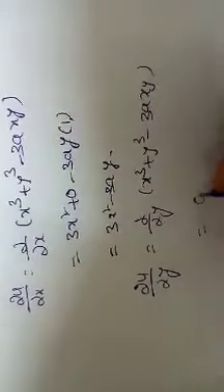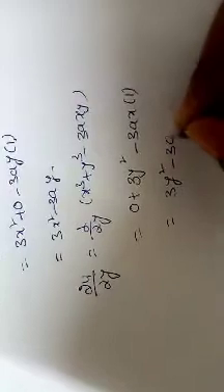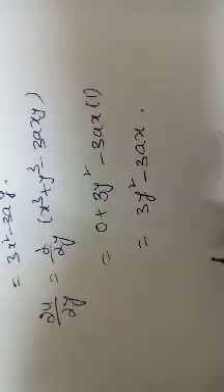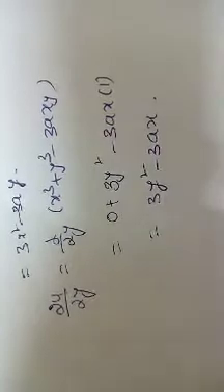And then again find dou u by dou y. Dou by dou y of x cube plus y cube minus 3axy. The derivative of x cube is 0 and the derivative of y cube is 3y square, minus 3ax into the derivative of y, which is 1. Which implies 3y square minus 3ax. So therefore dou u by dou y equal to 3y square minus 3ax.